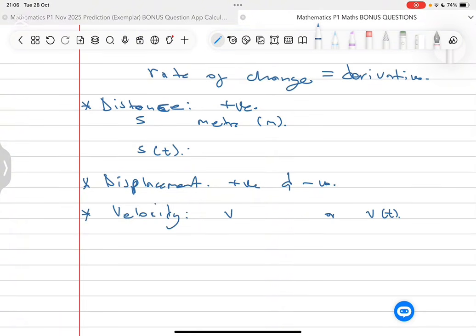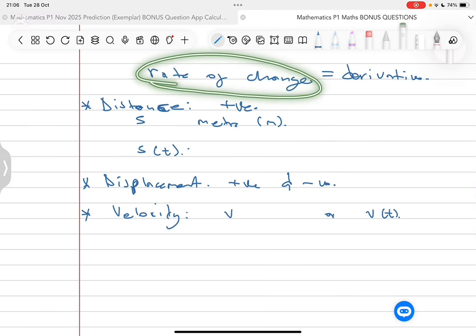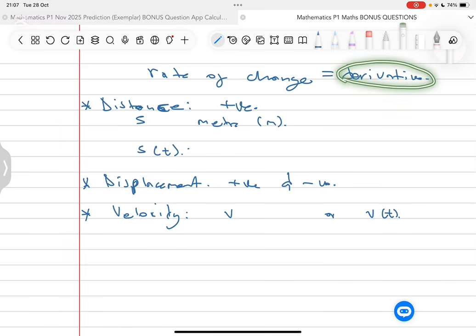Velocity is the rate of change of displacement. So we look at the rate at which the displacement changes. This then would mean that velocity is the derivative of displacement. So another way of writing it really would be that we will say v is equal to ds/dt, because we're saying it is the rate, the derivative of the displacement. Remember, displacement and distance have the same symbol.